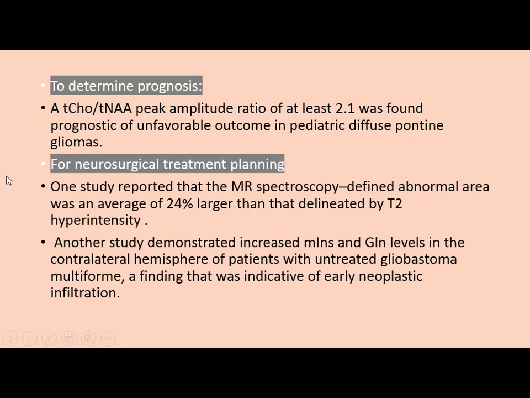For neurosurgical treatment planning, one study reported that the MR spectra-defined abnormal area was about 2.24% larger than that delineated by T2 hyperintensity. And the size will be larger. And another study demonstrates increased myoinositol and glutamine level in the contralateral hemisphere in those who are untreated glioblastoma multiforme, indicating a very aggressive tumor and early tumor infiltration. So what we see in routine MRI is around 24%, even more. Larger, the size is larger.